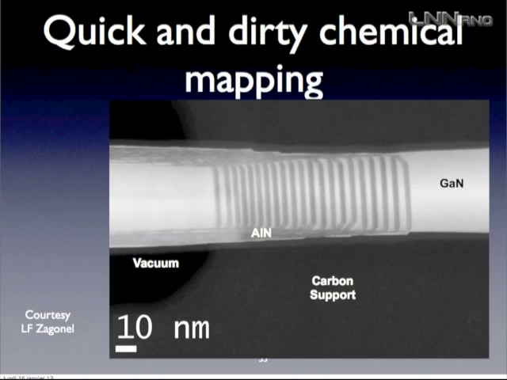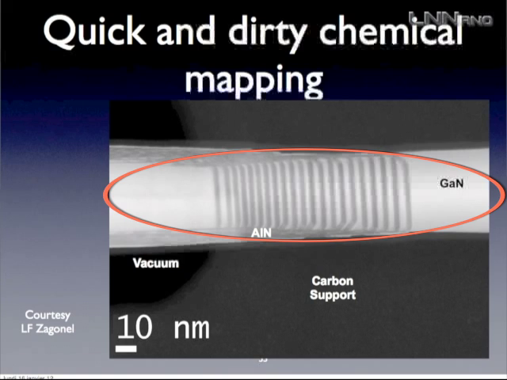Okay, so sorry for Luis, because I treated it as quick and dirty, but it's a very important use of STEM. Here you have a nanowire made up of GaN, here and here in white, and AlN in black. I think today Luis will tell you what is the interest of this kind of structure.